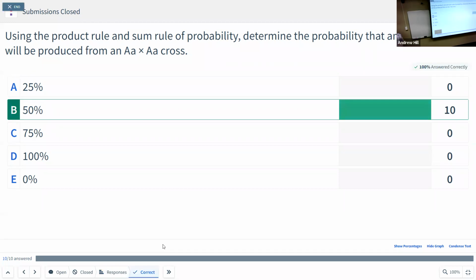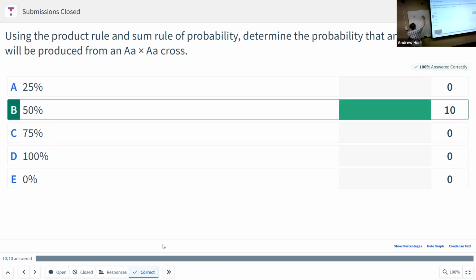correct. Well, let's just do it, because it's very easy to do with the Punnett square, but what they're actually asking you to do is to show how you would do it using the product rule as well as the sum rule of probability. So we'll take a moment here and actually do it the way they're asking.